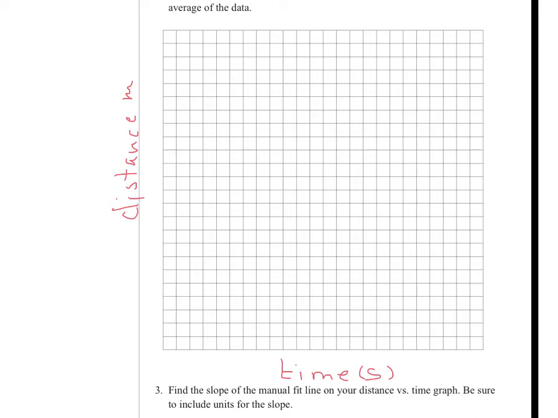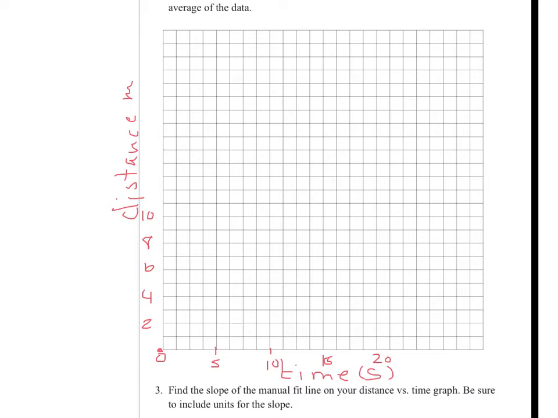So we could go over by 5s, 10, 15, 20. Okay, and then going up, we're going from 2 to 10. So we could do 2, 4, 6, 8, 10. And then we would plot each point on the graph.